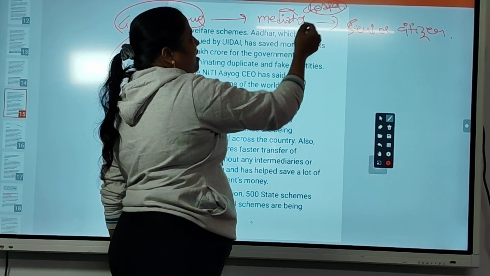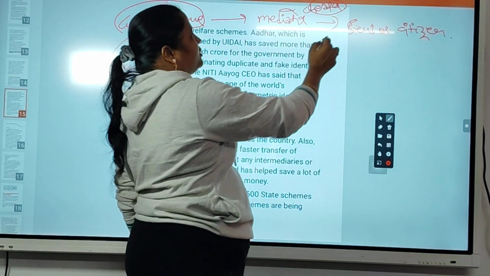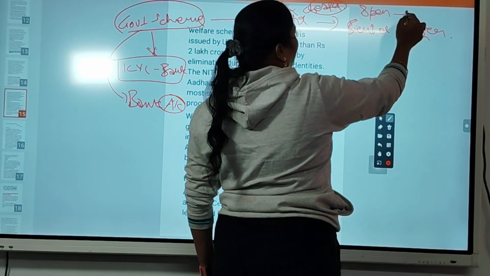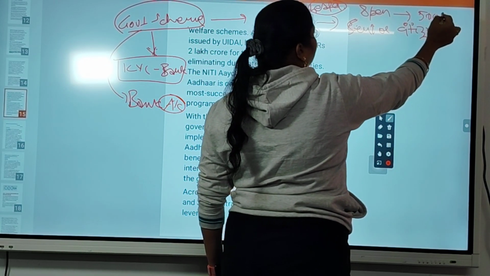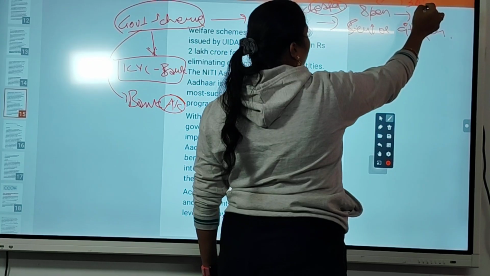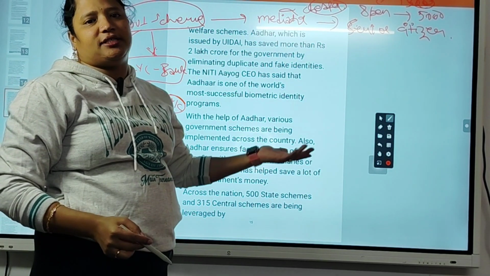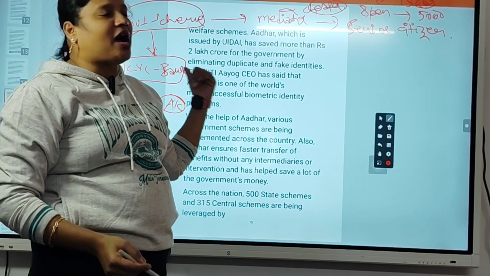The cheater can say, if the senior citizen got 8,000 pension, the mediator can say only 5,000 you got, and 3,000 he can make as a commission. So like that they can cheat the people. But now cheating is not happening because of the use of Aadhaar.